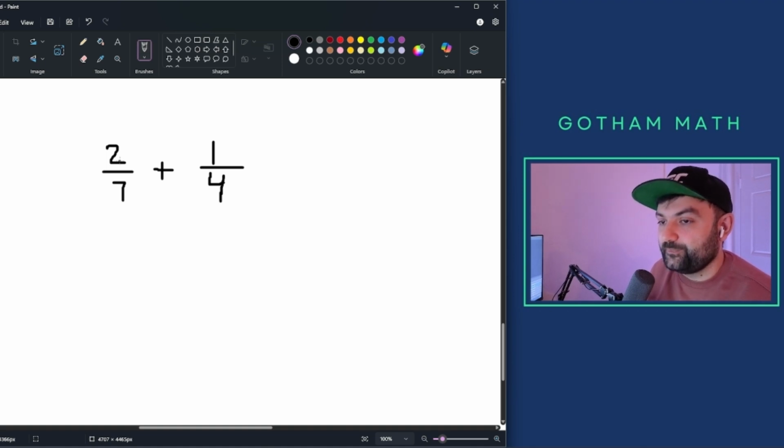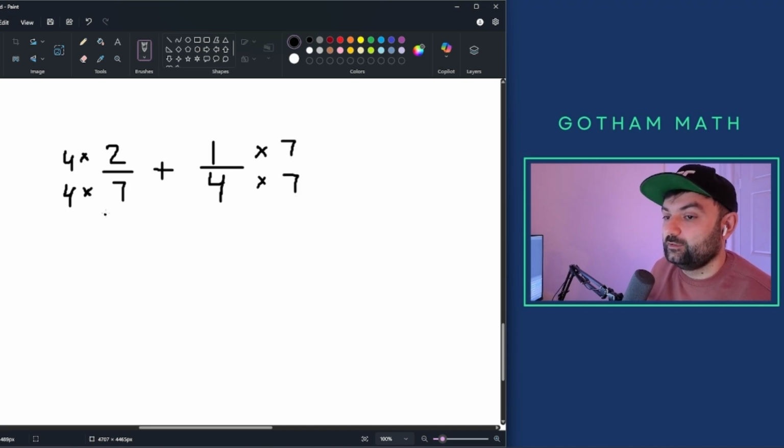There's a method. I'm not going to call it a trick. It's a method. Multiply the first fraction, and listen to this carefully: you multiply the top and the bottom of the first fraction by the denominator of the second fraction. So you do times 4, times 4. And you do the same thing with the second fraction. You multiply the top and the bottom of the second fraction by the numerator of the first fraction. So it's going to be times 7, times 7.